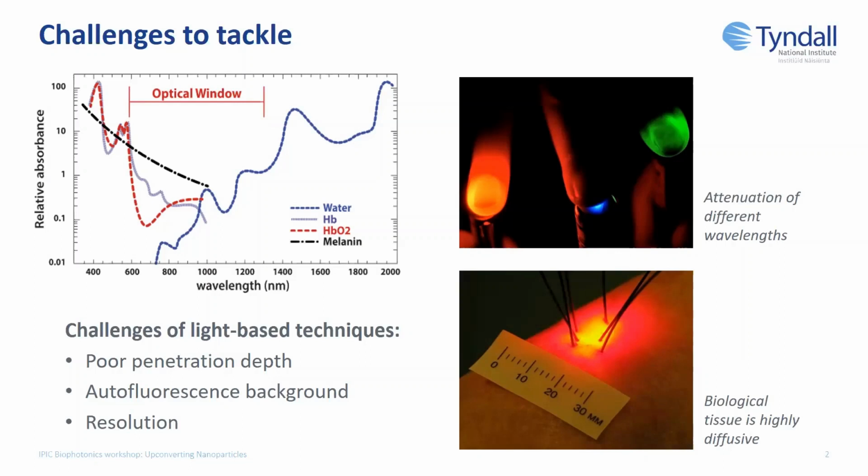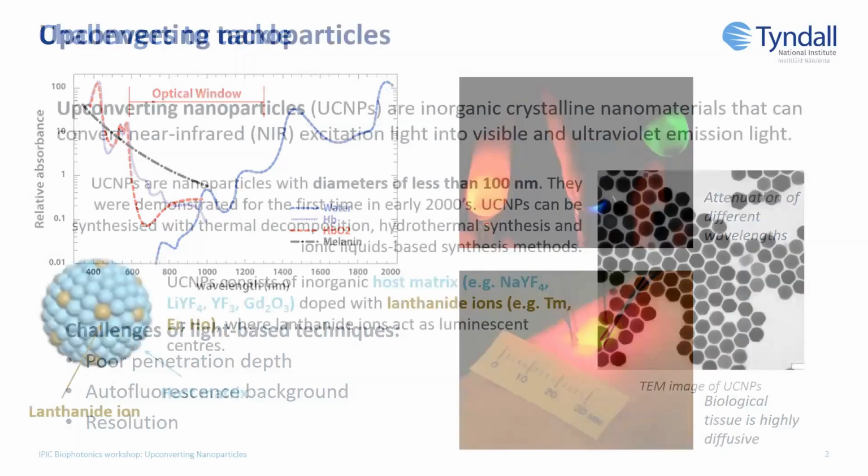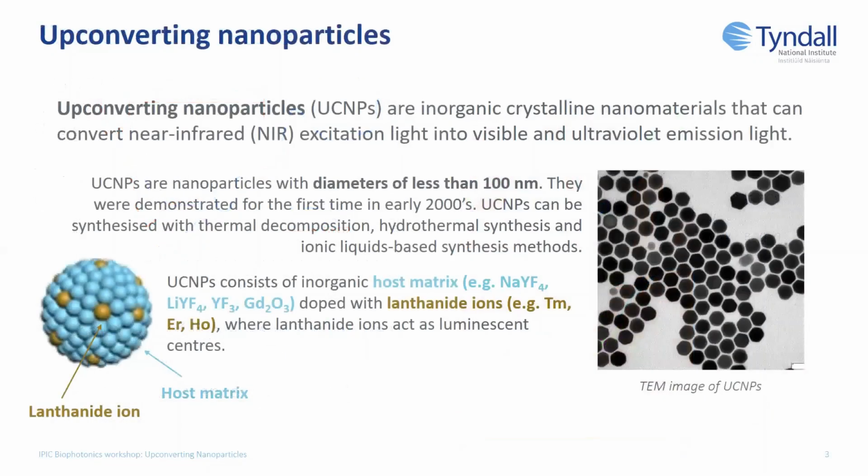And also when we are using visible or ultraviolet light to excite the tissue, or fluorophores that we work with, we are also causing autofluorescence, and that's adding a background to our signal and reducing our signal to noise ratio. So this is where the upconverting nanoparticles come into play. And today mainly I will focus on a brief introduction to what upconverting nanoparticles are, and I'll try to walk you through a few applications depending on the time that we have left towards the end.